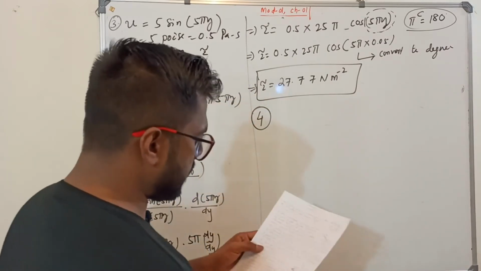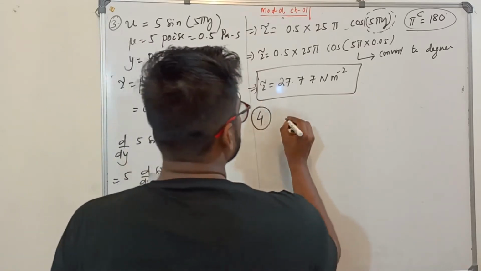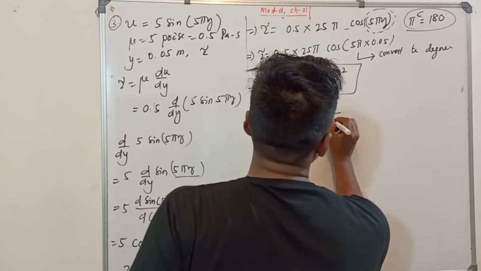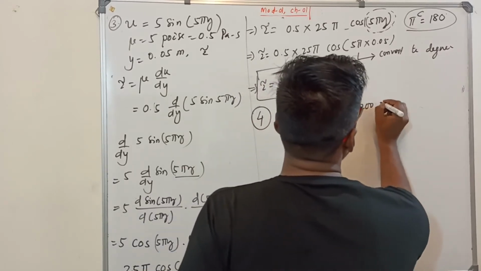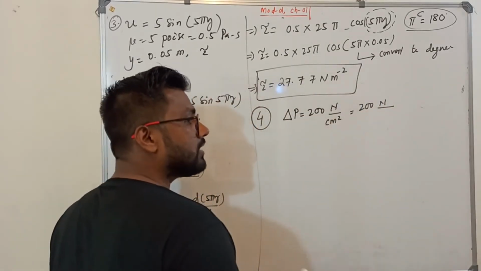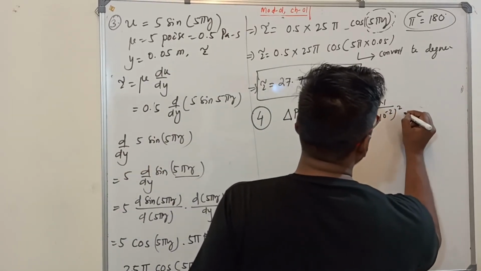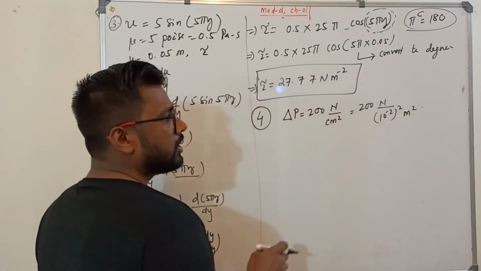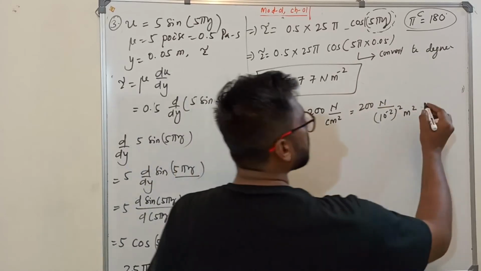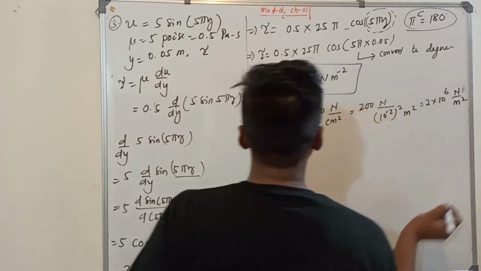Question number 4 says a pressure increase of 200 Newton per centimeter square. Delta P is given as 200 Newton per centimeter square. Convert into meter: 1 meter is 100 centimeter, 1 centimeter is 1 by 100 meter, that is 10 to the power minus 2 whole square meter square. So 10 to the power minus 4 goes up, 10 to the power plus 4. What I got is 2 into 10 to the power 6 Newton per meter square. This is the delta P.